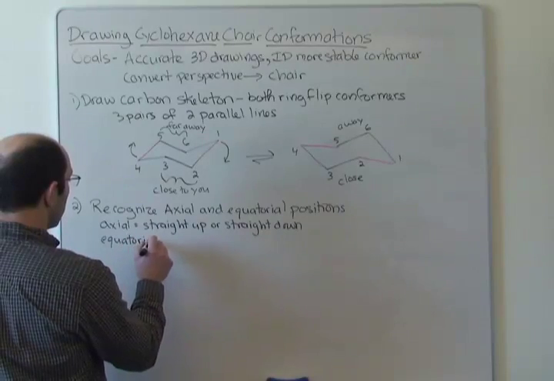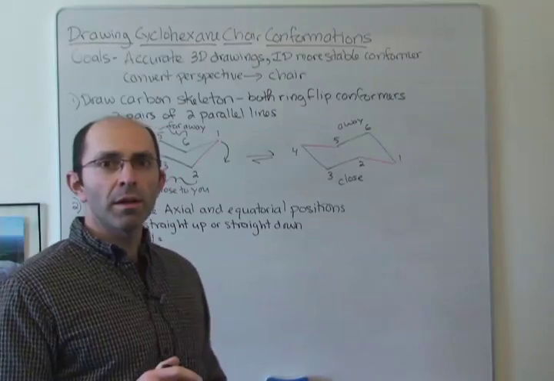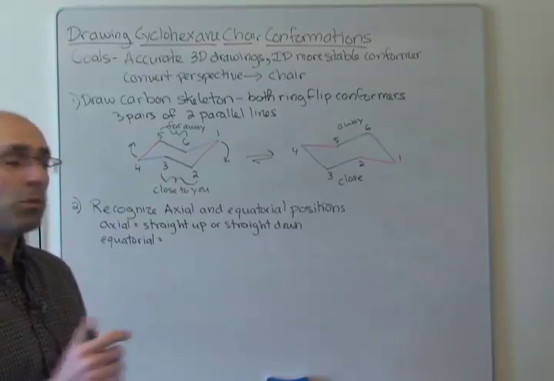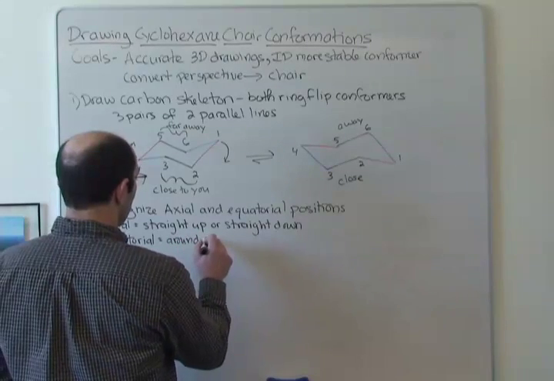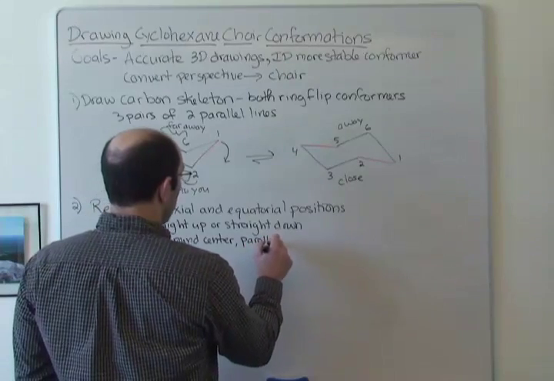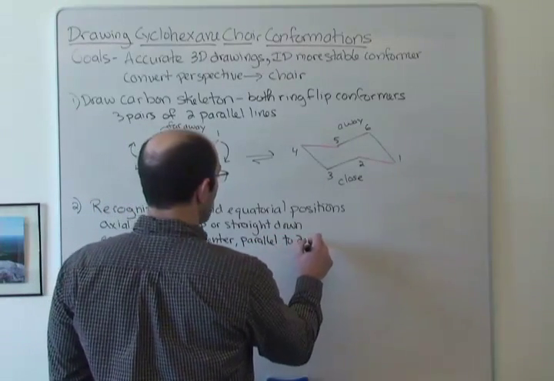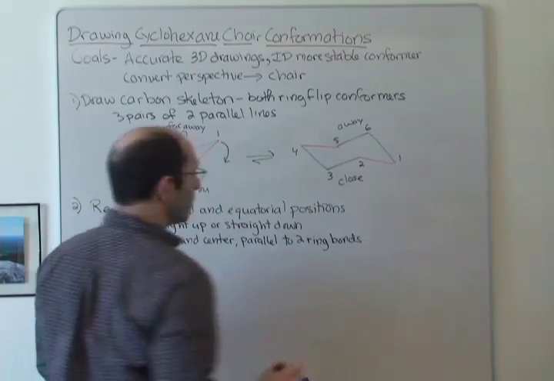Equatorial. Those are around the center of the ring, and they're parallel to 2 ring bonds. We'll show what that means in a minute.